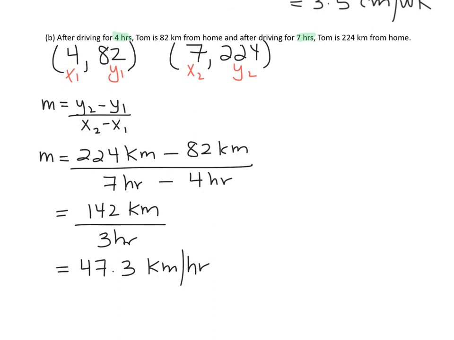The key difference here, though, is that your answer for a rate of change is going to be a number that has units attached to it. The units are going to come from the question itself and whatever the scenario happens to be in that particular question. And then you can take your answer and interpret it, just like we did in our previous question. We knew that Tom was able to drive for 47.3 kilometers every hour.